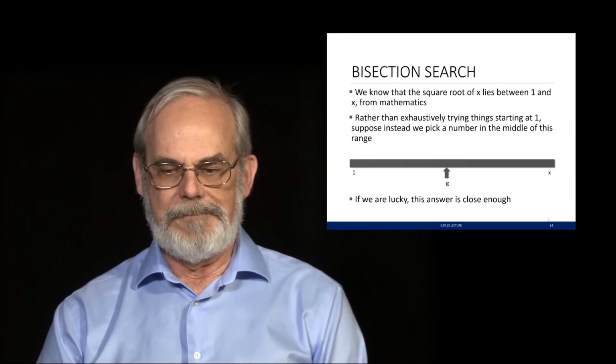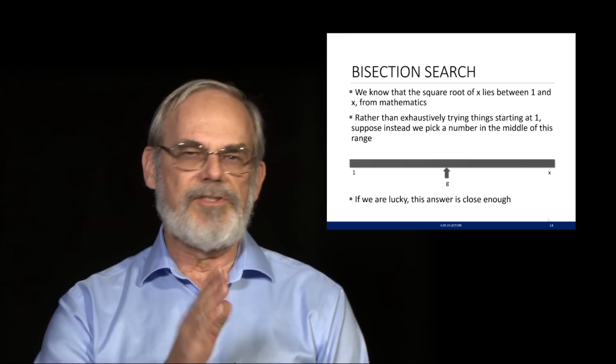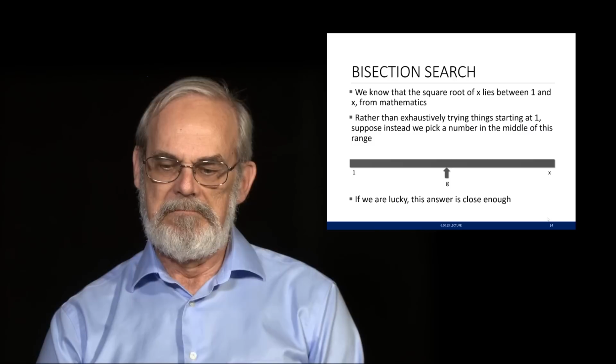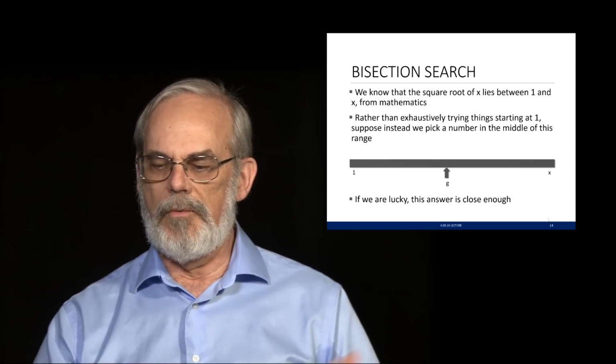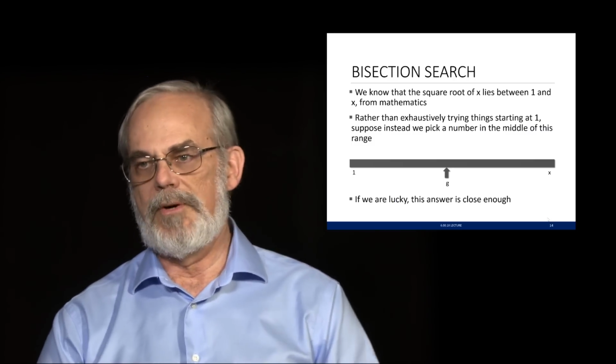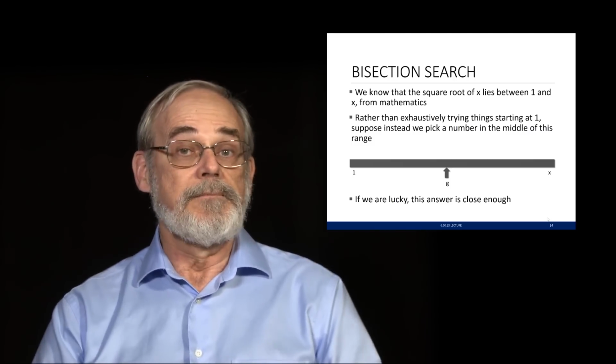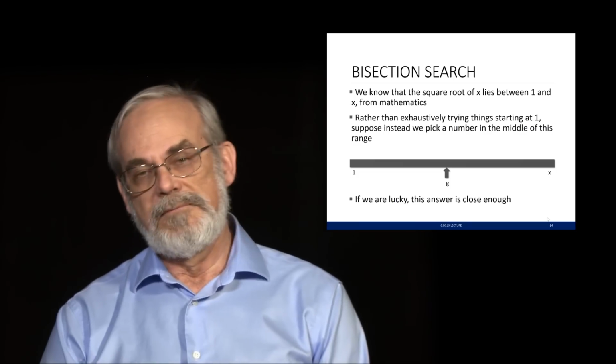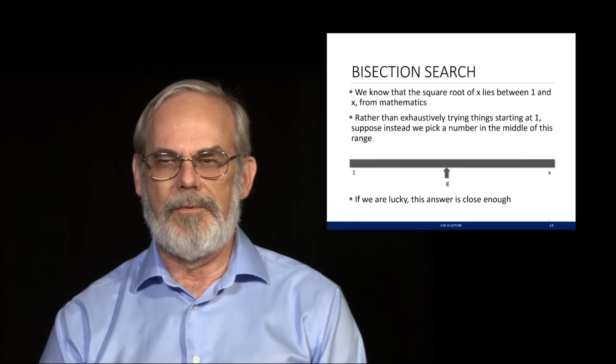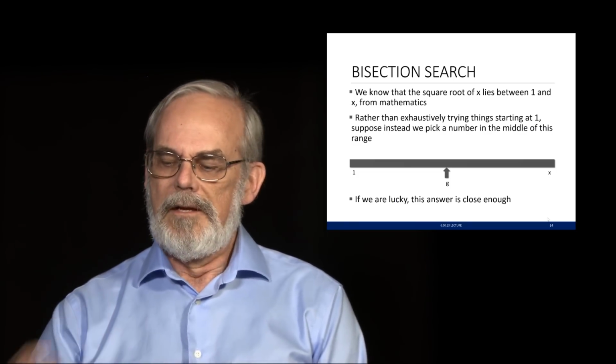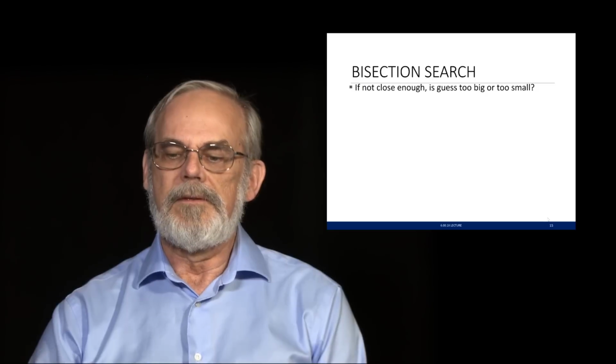Here's the basic idea. Rather than trying everything starting at 1 and taking small steps, suppose we pick a number in the middle between 1 and, say, 25, 12 and a half. If we're lucky, that's going to be close enough. Well, it's probably not close enough in this case. We know where it is, but it's a nice start. But we can take that idea and generalize it.